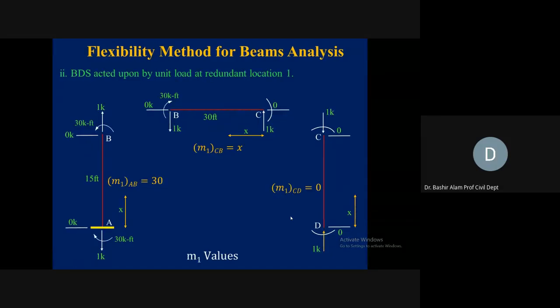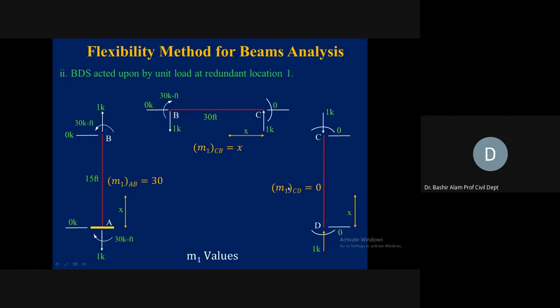Okay, so we go to the next slide now. Here, the basic determinate structure is acted upon by unit load at redundant location 1. What was the redundant location 1? If you remember, AR1 was the vertical reaction at D, and it was in the upward direction. So corresponding to that, we are applying this 1 kip.